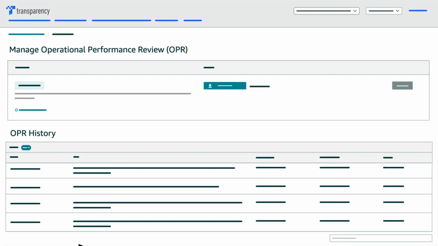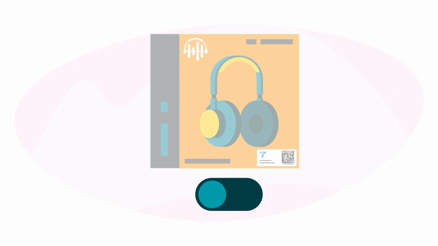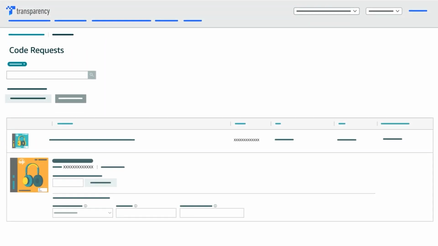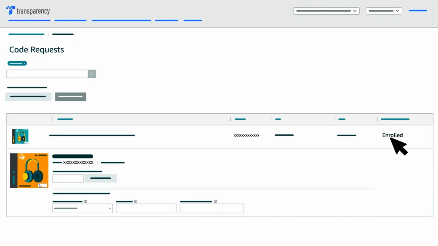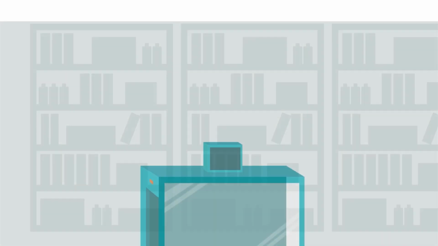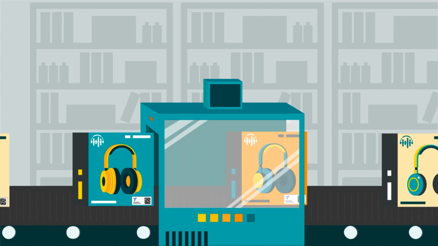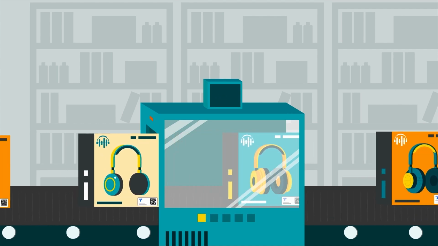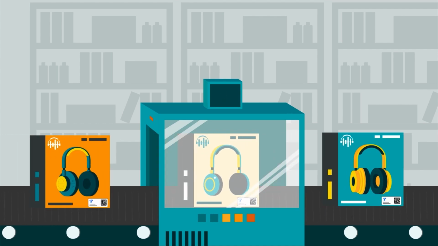To check the status of your request, visit the OPR History section of the Manage Operational Performance Review OPR page. After we've enabled OPR, your product status will change from Enrolled to In OPR on the Code Requests page. Throughout OPR, we'll monitor your shipments to ensure that each unit features the correct transparency code.